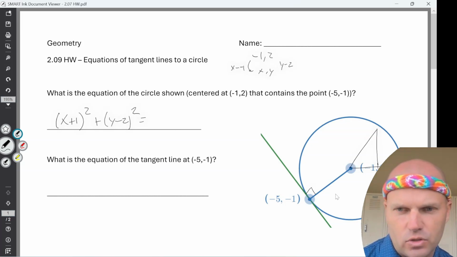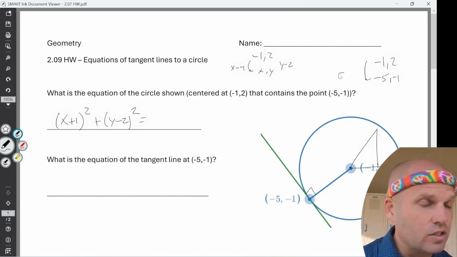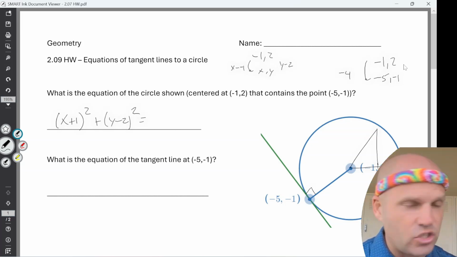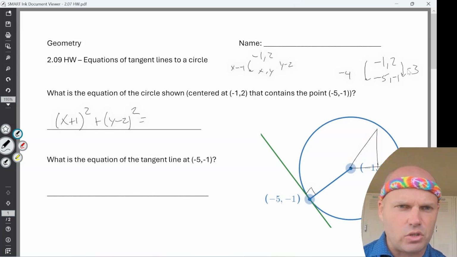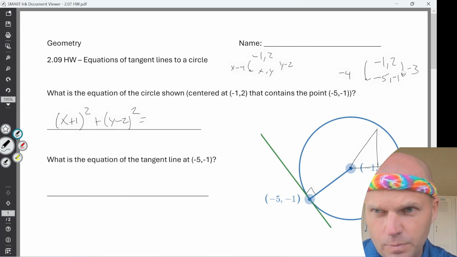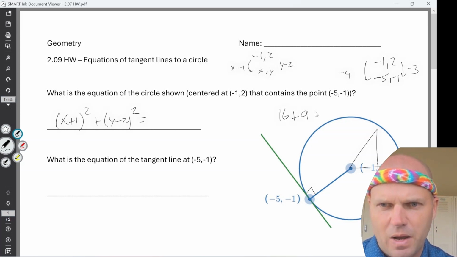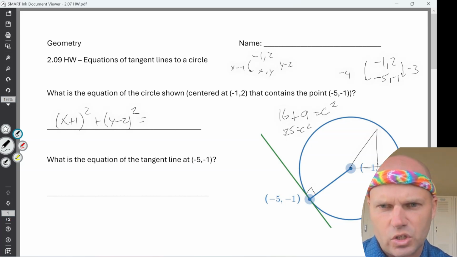And now we just have to do some work with the points -1, 2, and -5, -1 to find this radius. We can see from -1 to -5 that the x changes -4. From 2 to -1, the y changes -3. A squared plus b squared equals c squared. So I'll have 16, which is my x change squared, plus 9, which is my y change squared, equals c squared. 25 equals c squared.